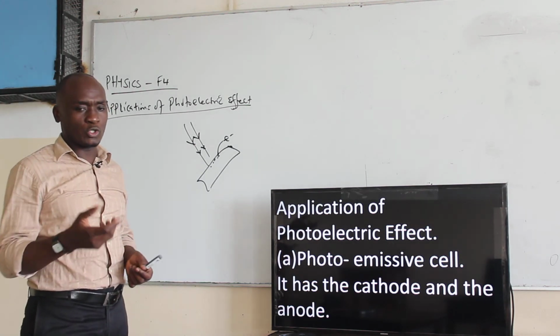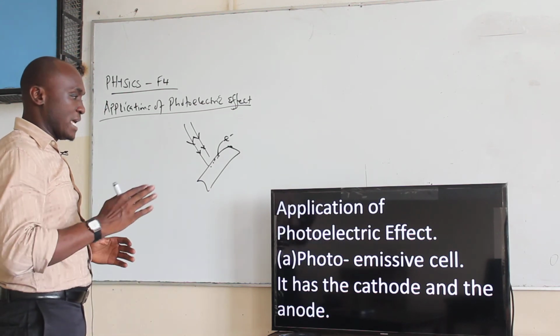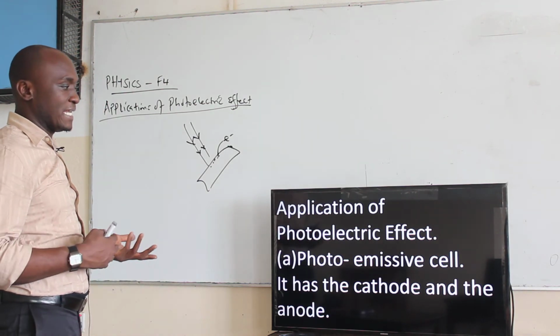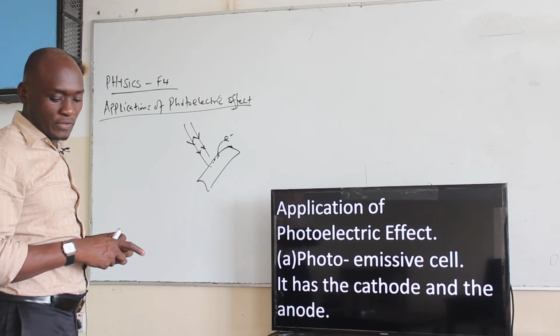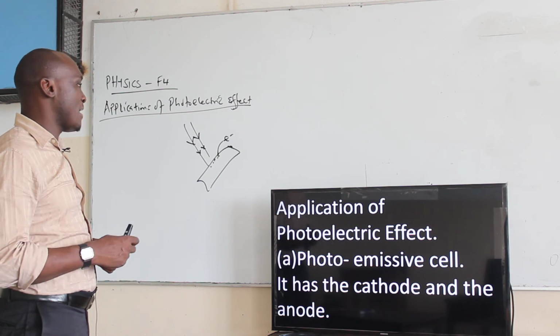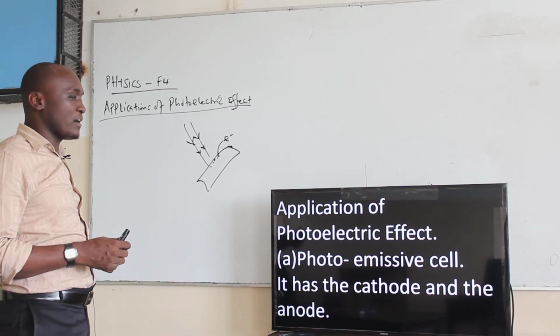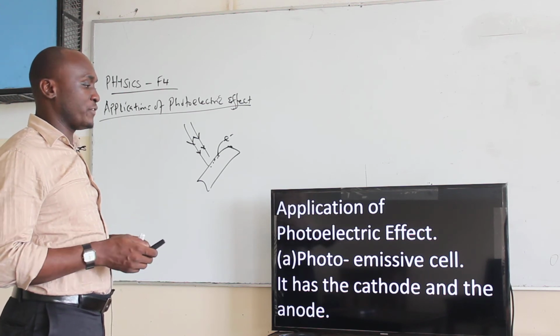And of course, you remember when we talk about the Einstein equation, there is the energy, hf, and of course, you are able to calculate the work function. Of course, you know very well that the work function of each metal is known. And there are metals that have very low work function, which means that they are able to release electrons with very low frequency radiation.